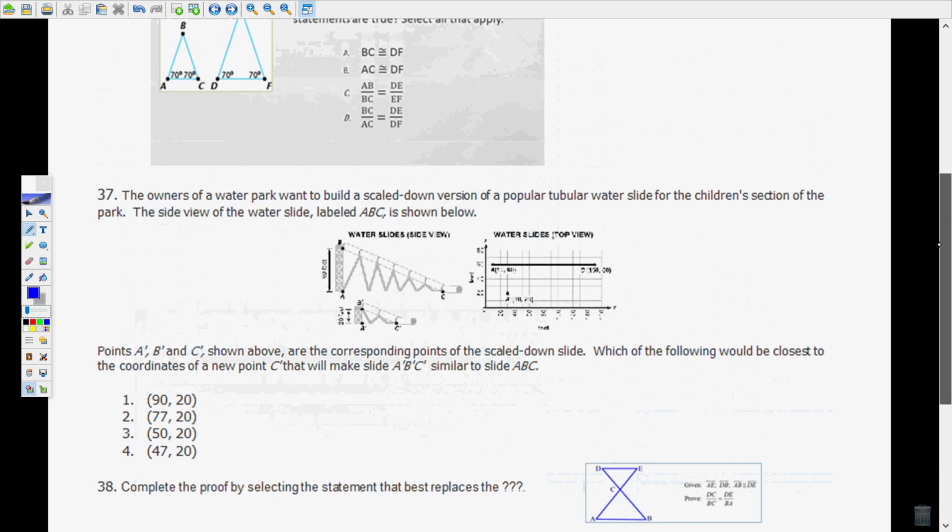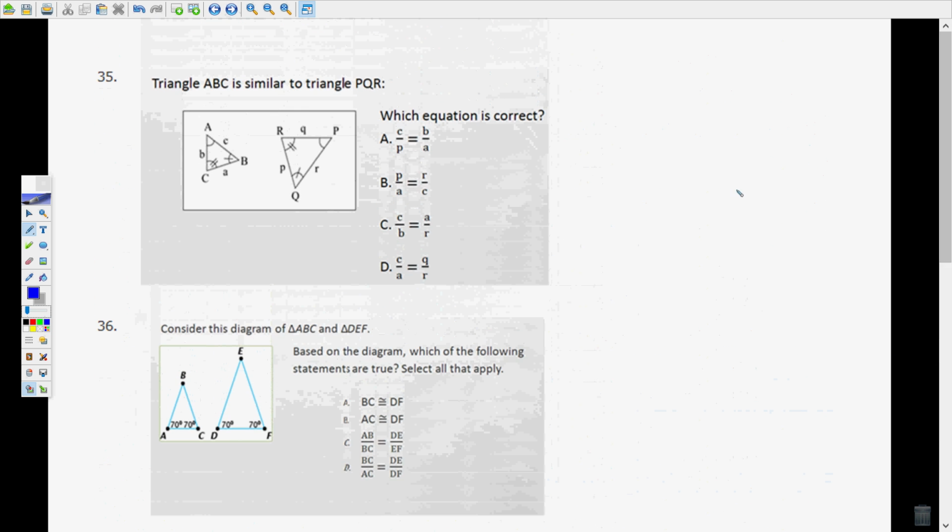All right, 35. Triangle ABC is similar to triangle PQR, which is correct. Whenever you have similar triangles, the sides are proportional. The sides are in proportion. Here's what I would say to do.